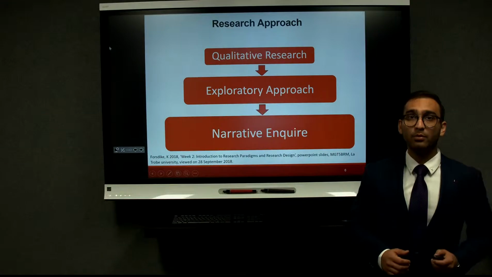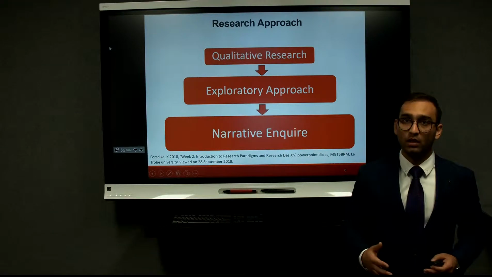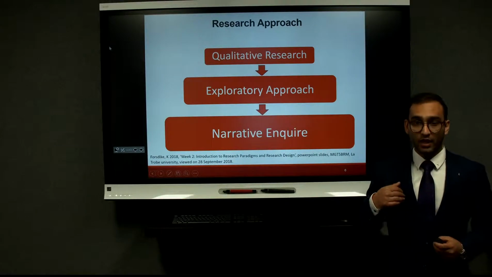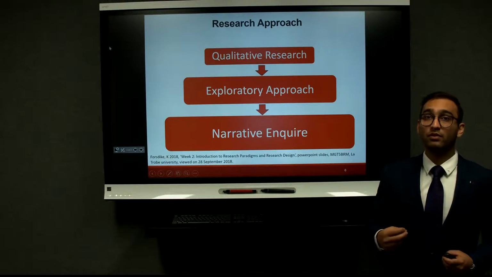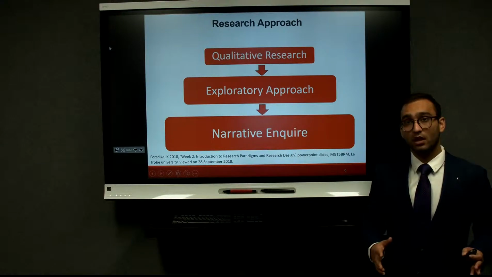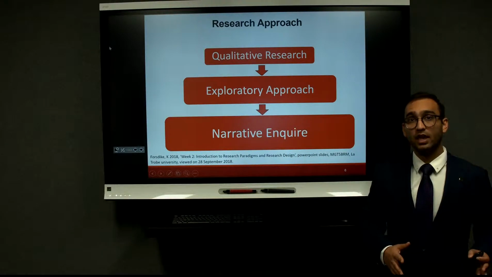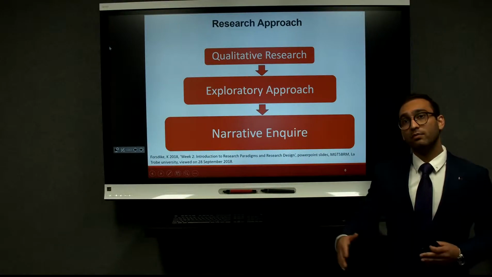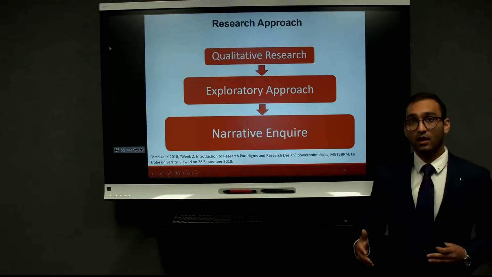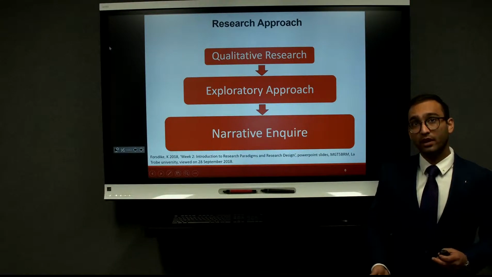Further down, I'm using a narrative inquiry approach as well. What I mean by narrative inquiry approach is to explore the lived experience of the participants. What do they feel and how did they experience it, and to have a narrative-based approach so that they could tell the stories they have with them, and then collect the data from that.